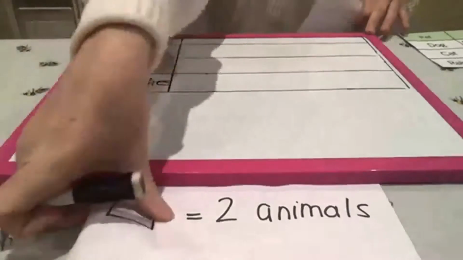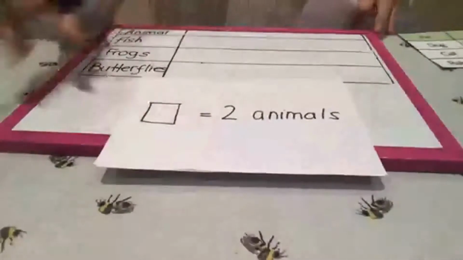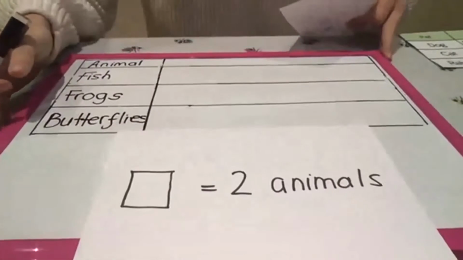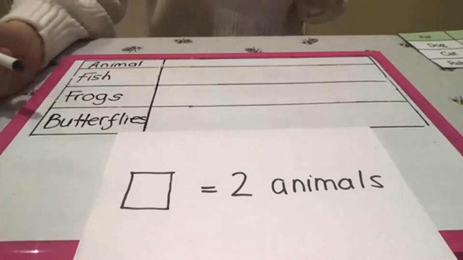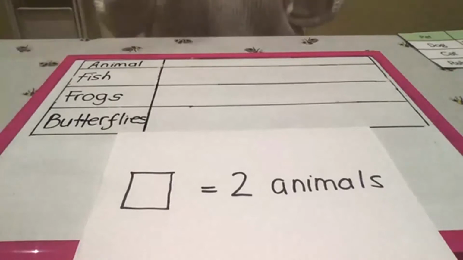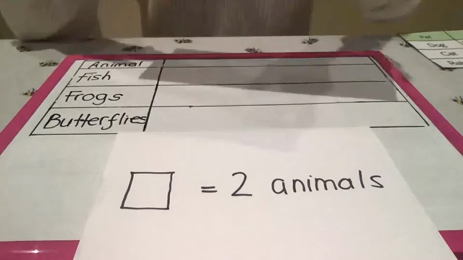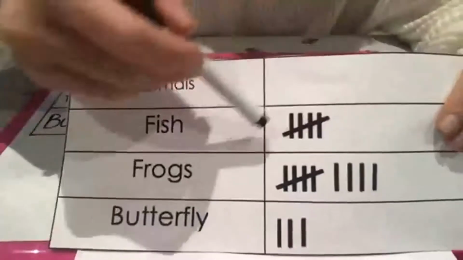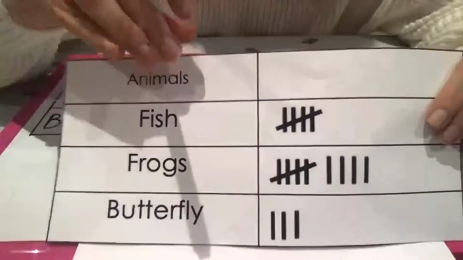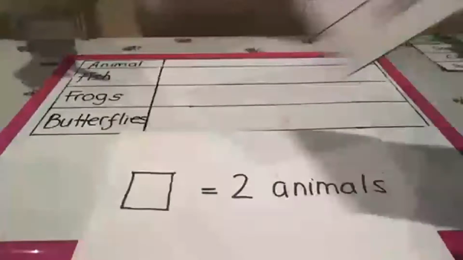Okay, so I'm going to put that forward for you. There we go, so you can see it a little bit clearer. So on his walk, he saw some fish, he saw some frogs, and he saw some butterflies. Now let's have a look at my tally chart to see how many fish he saw. We know that when there's a diagonal line through, that is 5 items. So he saw 5 fish.